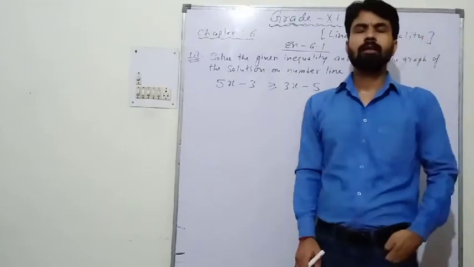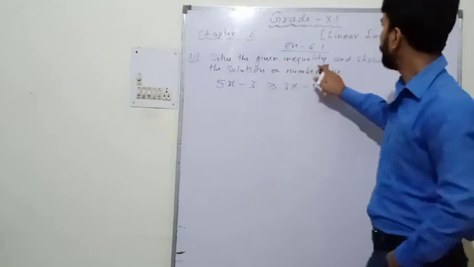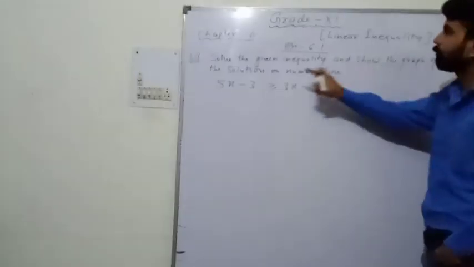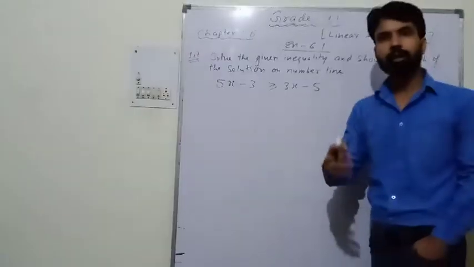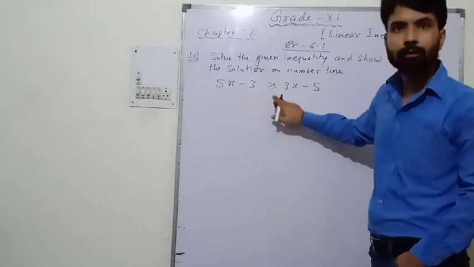Okay students, now question number 18, same as 17. Solve the given inequality and show the graph of the solution on number line. Inequality is changed here. 5x minus 3 greater than equals to.